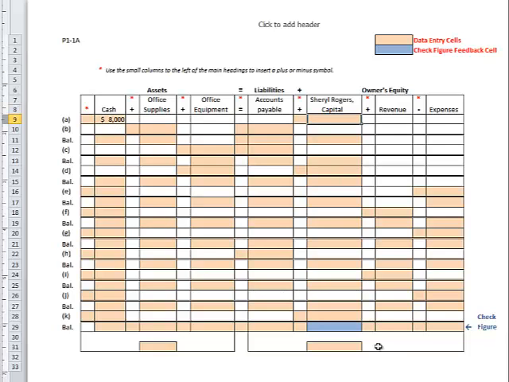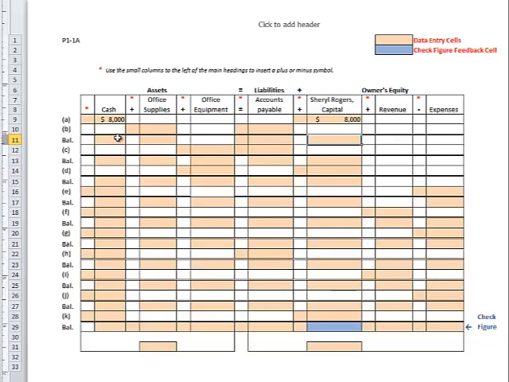Under capital, Cheryl Rogers' capital is going to go up by $8,000 because just by definition, when the owner places their own personal assets in the business, it goes under owner's capital. That is the owner's investment in the business.